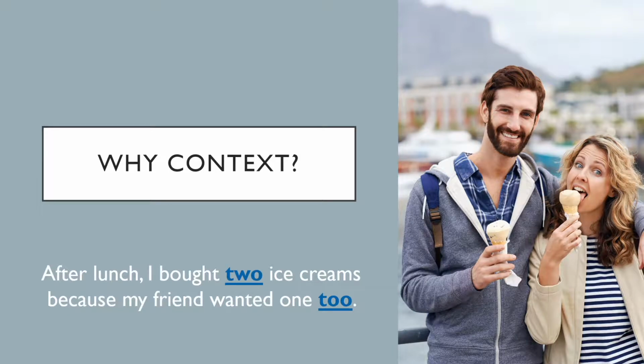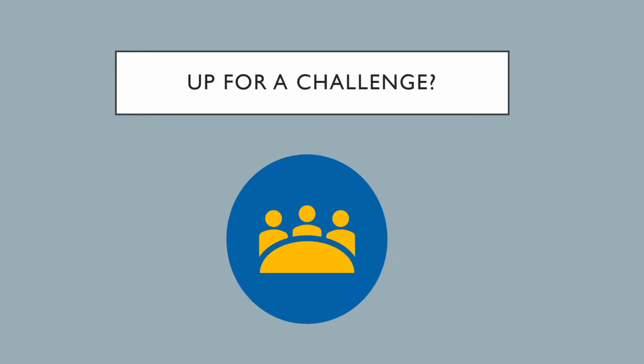After lunch, I bought two ice creams because my friend wanted one too. So here, once these two words are put into context, the meaning becomes extremely clear. So the words to and too from the previous example are homophones. So these are words that have the same sound but different spelling and different meaning.